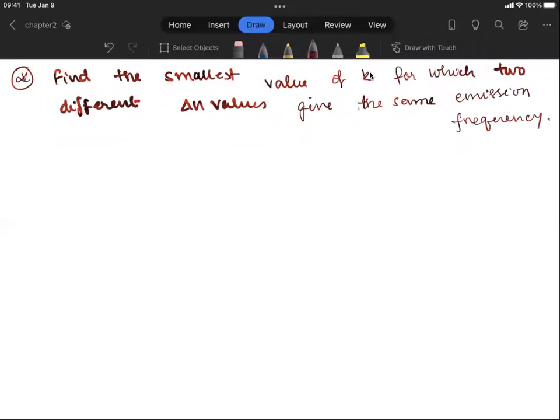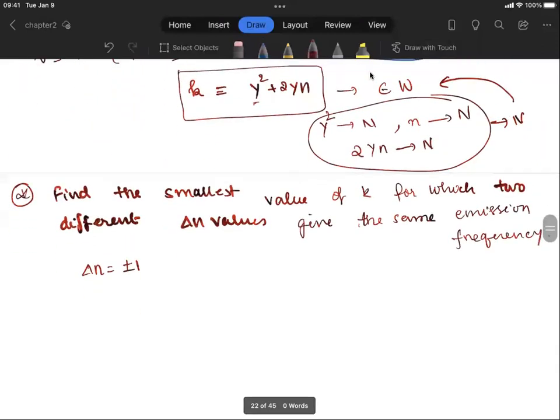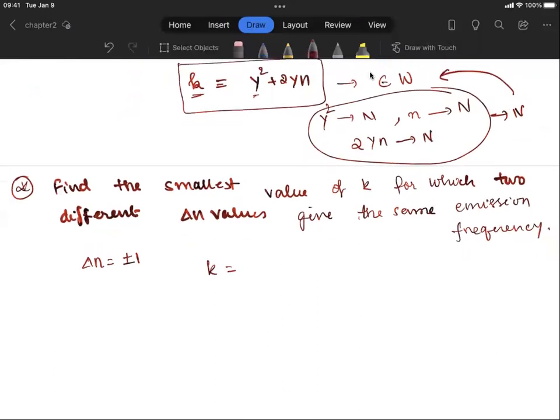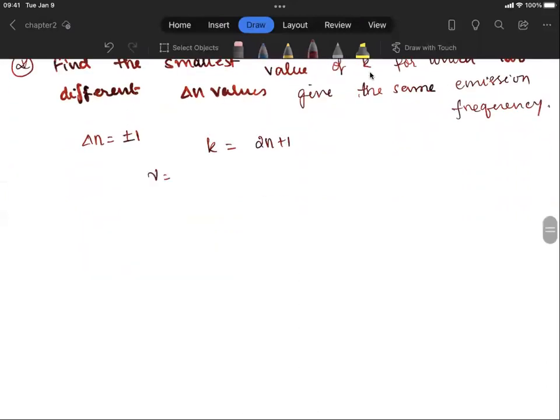Okay, so let's write down what happens when delta n equals plus or minus 1. When that happens, we know that the value of k would be 2n plus 1. So the frequencies are of the form 2n plus 1 times h over 8n squared.